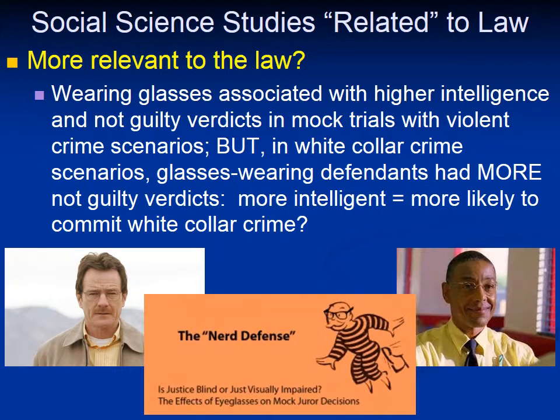I do have, though, on this slide, a different kind of physical appearance study that might affect the law a little bit more, and that is a study of outcomes of mock criminal trials with defendants wearing glasses versus not wearing glasses. So in one study, it was shown that wearing glasses was associated in mock jurors' minds with higher intelligence, and was also associated with more not guilty verdicts in mock trials with violent crime scenarios. So more not guilty verdicts in violent crime scenario mock trials.